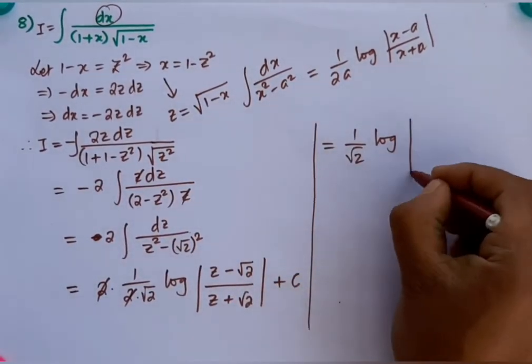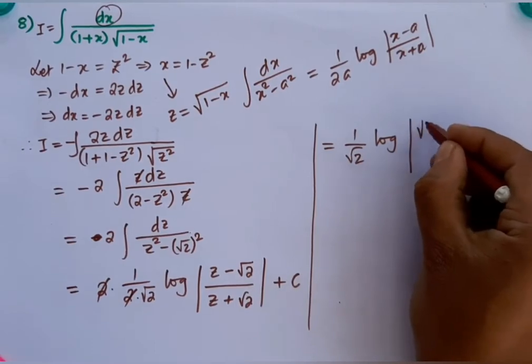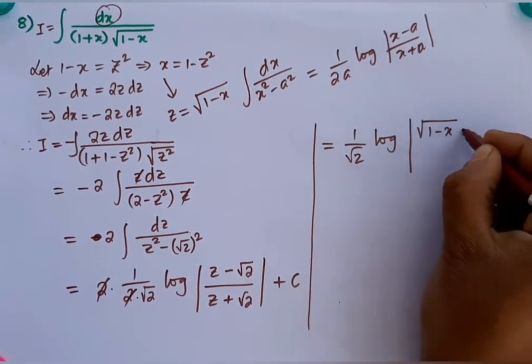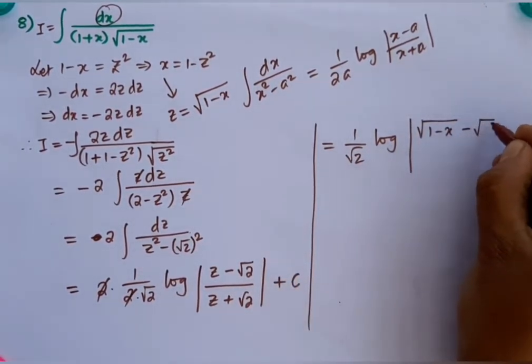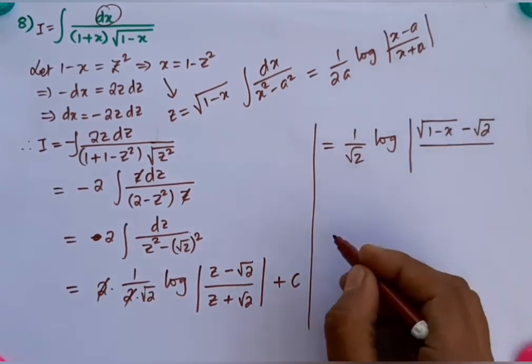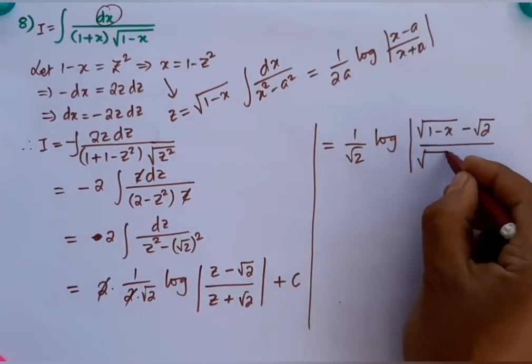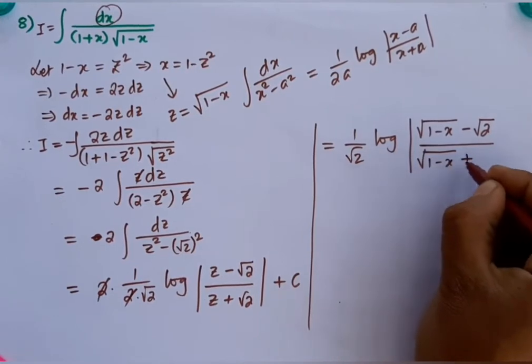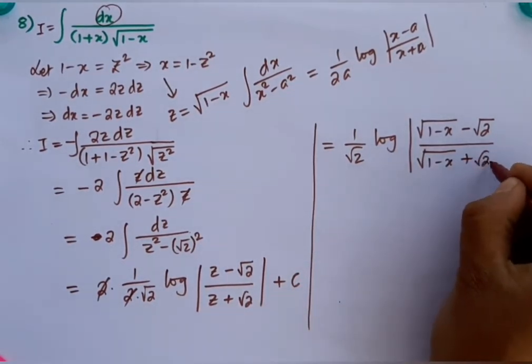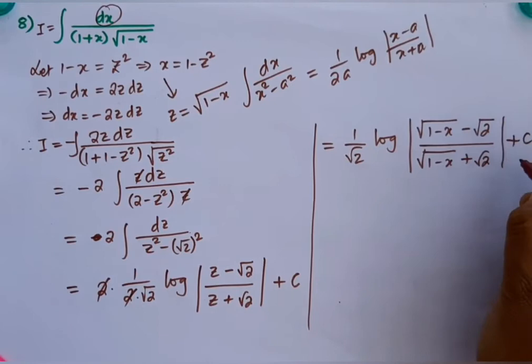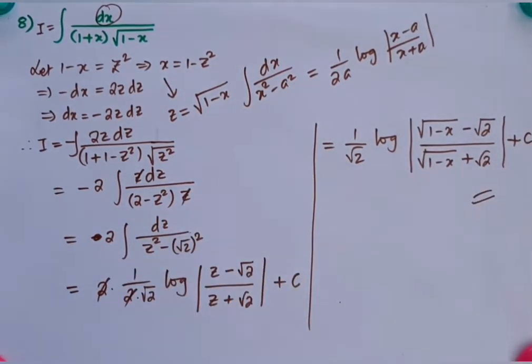So instead of z, I am writing square root of 1 minus x minus root 2 by... z is again square root of 1 minus x plus we have got root 2 plus c. So this is my answer for this particular question. So let's take the next question.